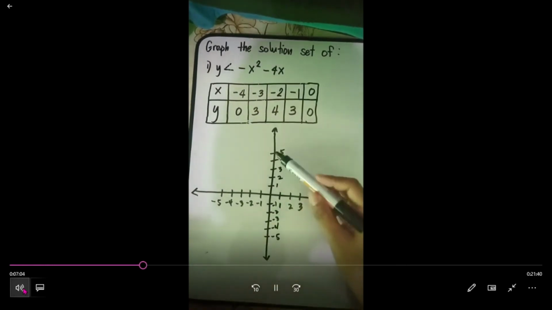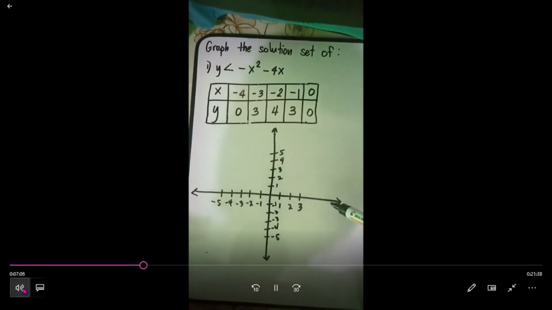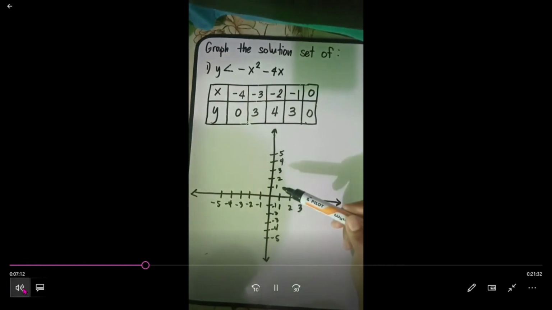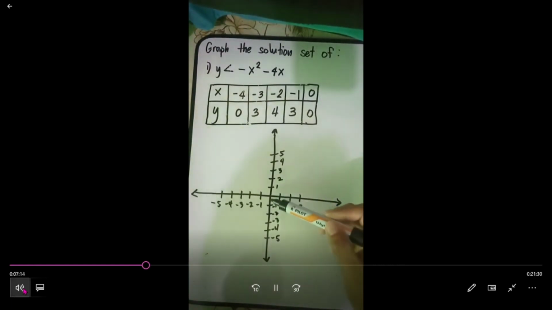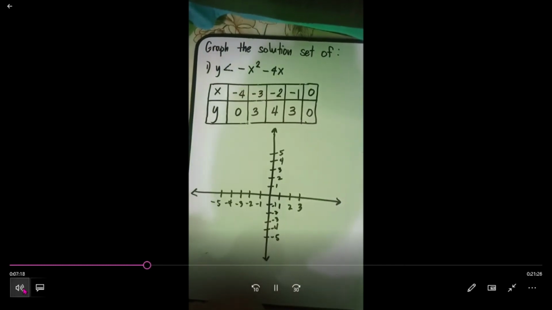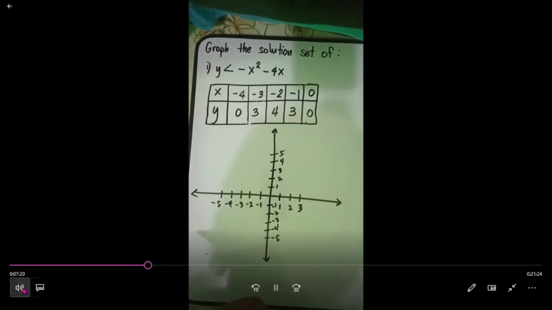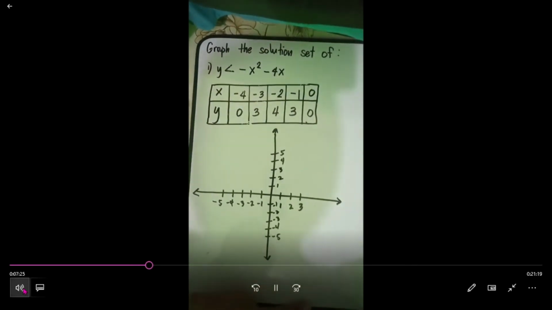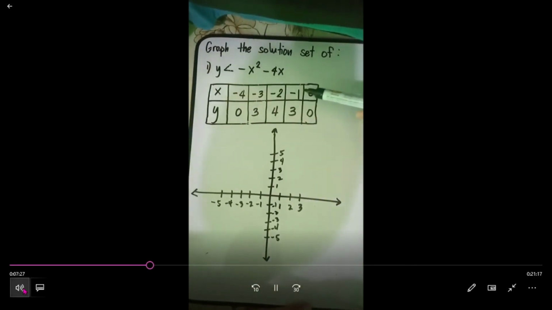Of course, the intersection between the y and x-axis is called what? It is called our origin. So, ang origin, ang ordered pair niya or ang coordinate niya is 0, 0. Okay? So, i-plot natin yung mga points natin.